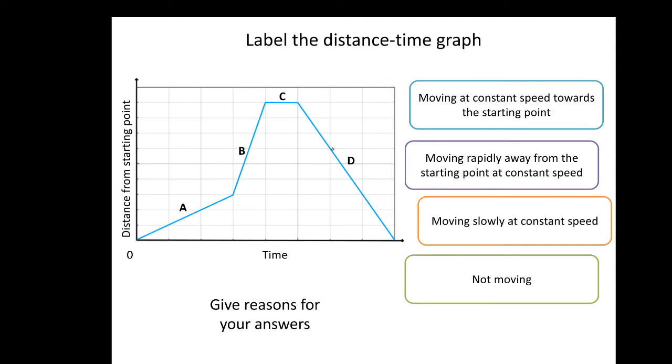Okay. So, label the distance time graph. We've got 4 things. I want to see if you can put the right things in the right places. So, pause the video. I will read through them, so you can either pause before or after I read through them, and decide whether it's A, B, C, or D. So, moving at constant speed towards the starting point. Moving rapidly away from the starting point at a constant speed. Moving slowly at a constant speed. Not moving. So pause, have a think. And why? Why is it?